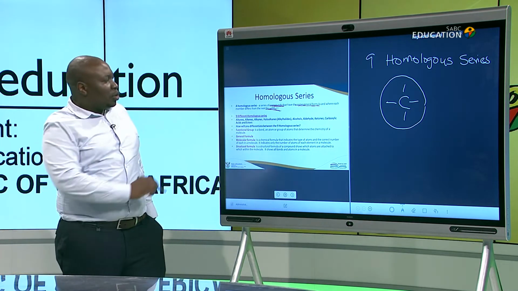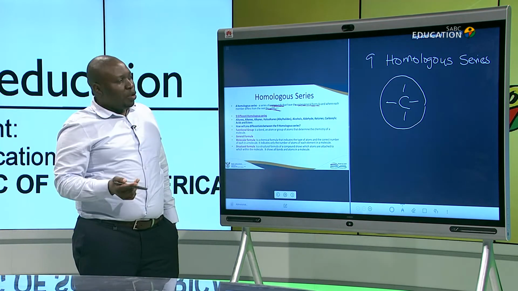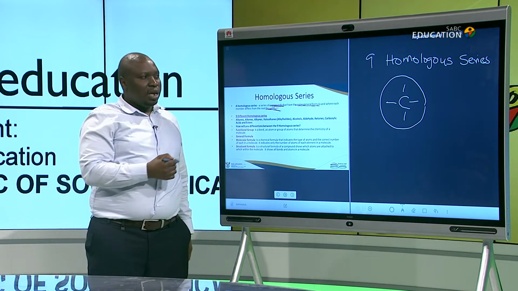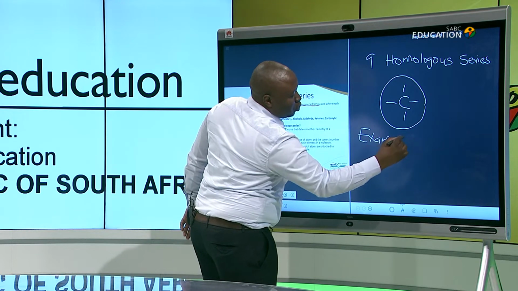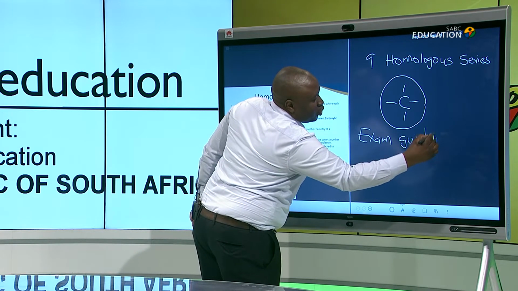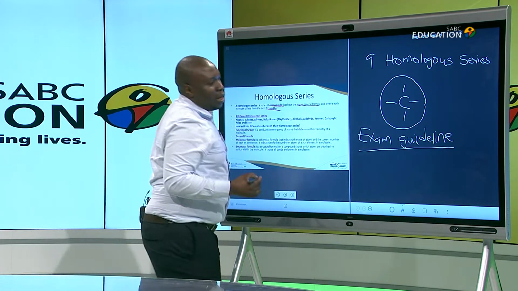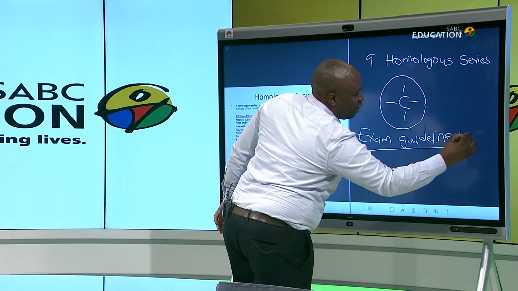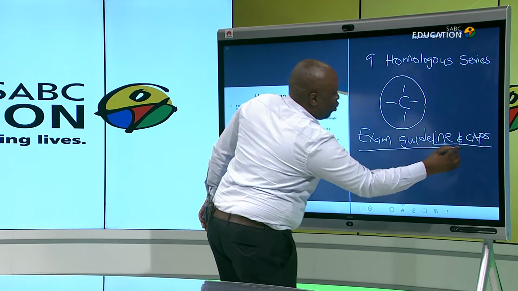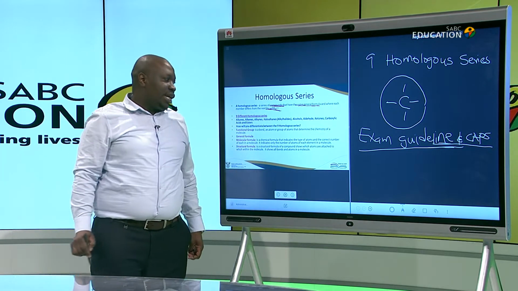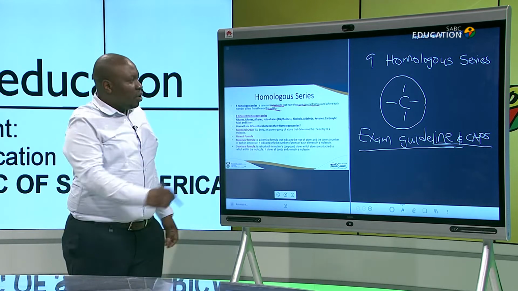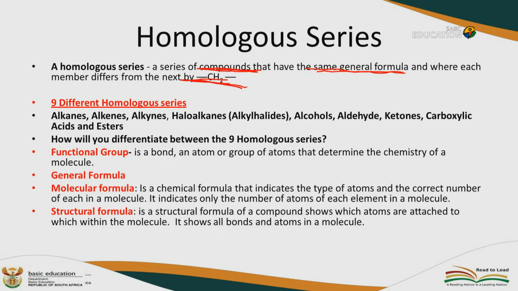Remember, learners, when you are doing definitions, ensure that you have all your keywords in the definitions and use exam guidelines. So we're saying for all our definitions, we're going to use exam guideline. So you won't use any other source except exam guideline and CAPS document. So your definitions will be the same way they are written in the exam guideline and in the CAPS document. So the first definition we talked about, we said is a homologous series, which we said is a series of organic compounds that have the same general formula and where each member differs from the next by CH2.